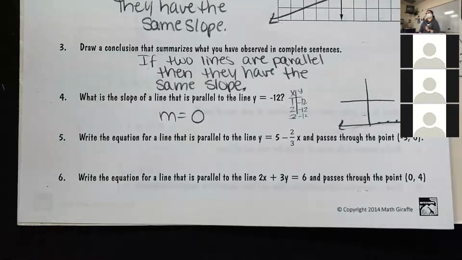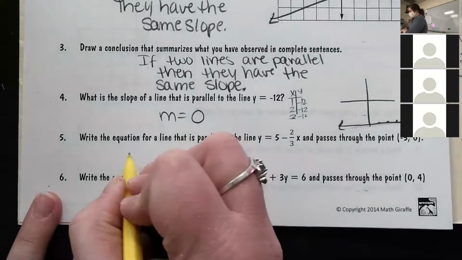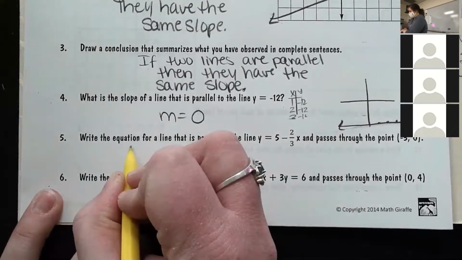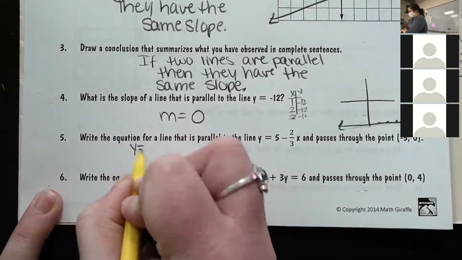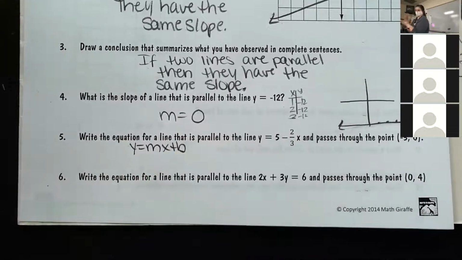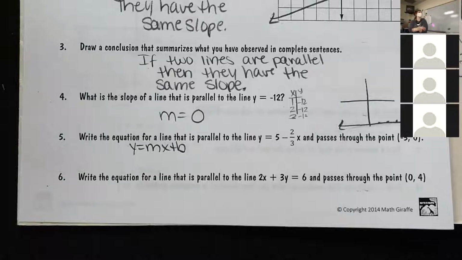A 0 slope. Okay, number 5. Write an equation of a line. Someone said it last time: if we want an equation of a line, we need to use what? What's our favorite equation? y equals mx plus b. So if it says write an equation of a line, you need to write y equals mx plus b right away. Then we have to find the m and find the b.